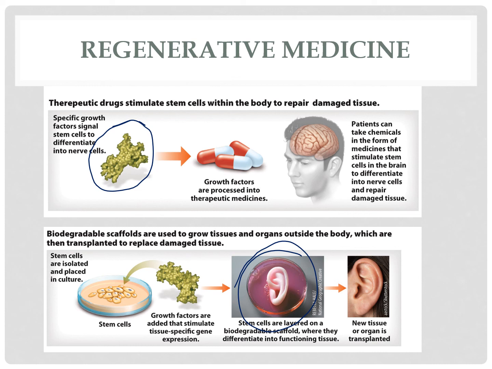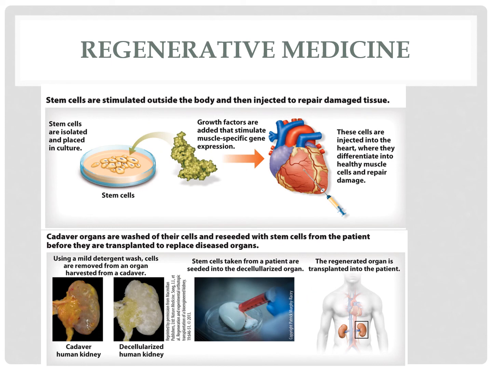You've got this rat, and he's just got an ear growing on the back of him. He's serving as the biodegradable scaffold. So that's interesting. The other thing that you can do is injections. You can stimulate these stem cells outside of the body, add some growth factors, and then inject them into places like the heart, if you want them to differentiate into healthy cardiac muscle to repair any sort of damage you have in your heart.